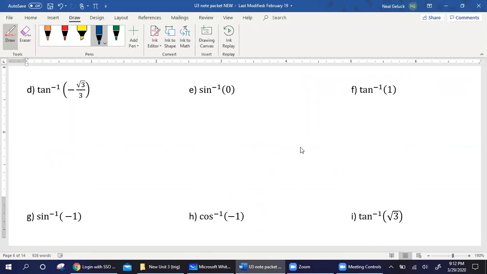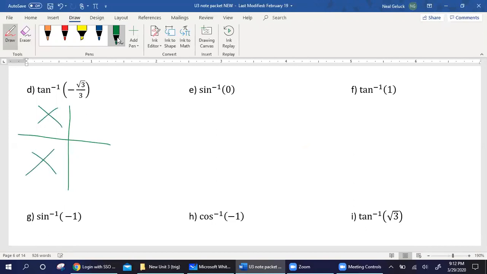Again, we have a whole series of these. On letter D, now I'm doing inverse tangent. Inverse tangent is just like inverse sine. I cross out the left side. Also notice that it's negative, so I know I'm going to be down in the fourth quadrant. Now, tangent, sometimes we have a little more trouble with. I need to figure out what angle has a tangent of root 3 over 3.